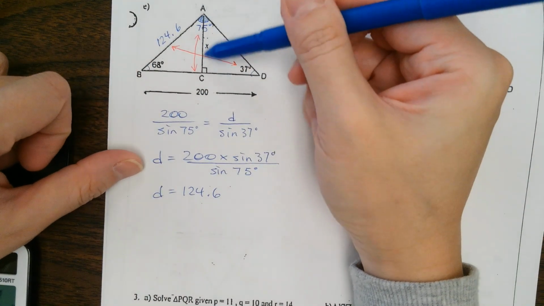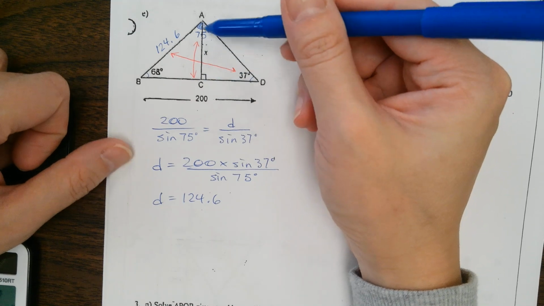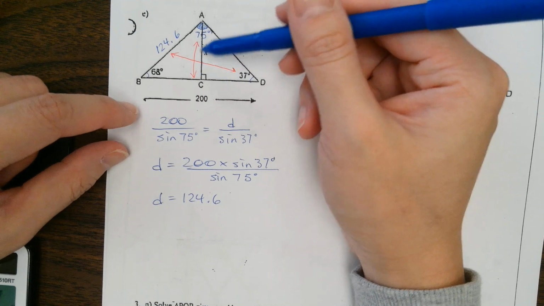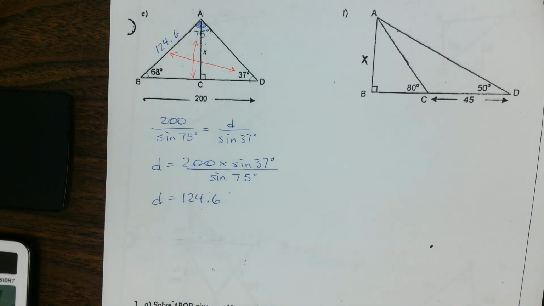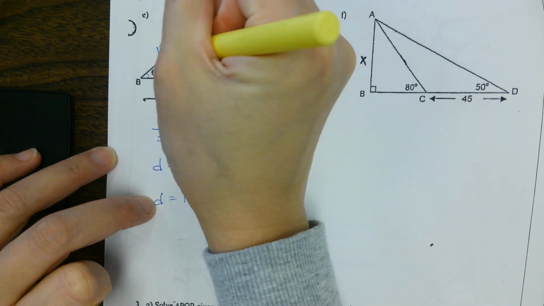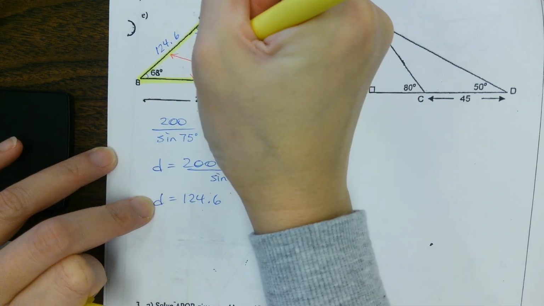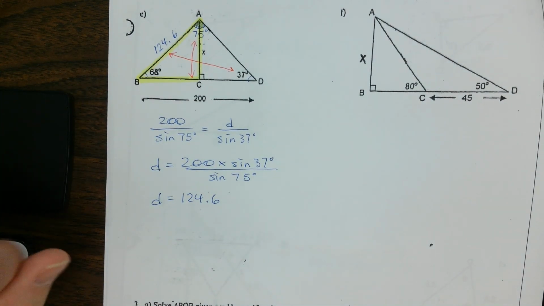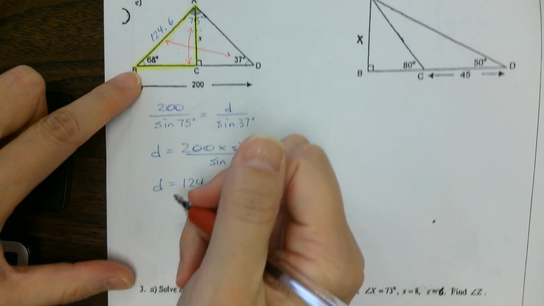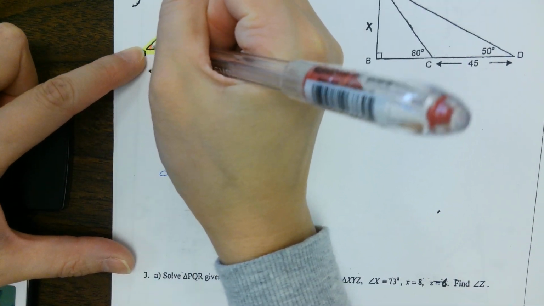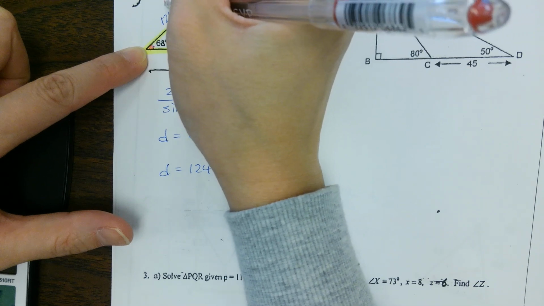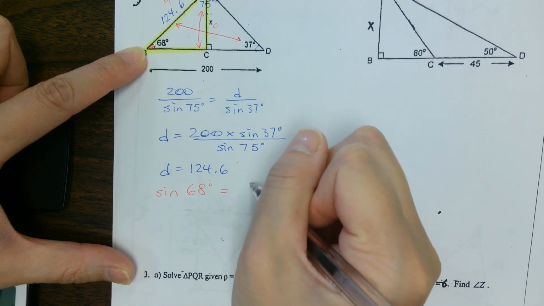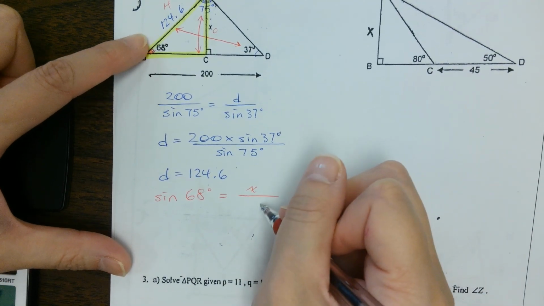And then I'm trying to find the height of this triangle. What's another name for the height of the triangle? Altitude. Good job. So I'm trying to find the altitude here. But notice right here, this is a right angle triangle. So right angle triangle, what comes to mind? SOHCAHTOA. Okay, I have this angle, I have this side, I can find out what this length is right here. So from this angle, that means this is my opposite, and this is my hypotenuse. So sine 68 degrees equals opposite over hypotenuse.